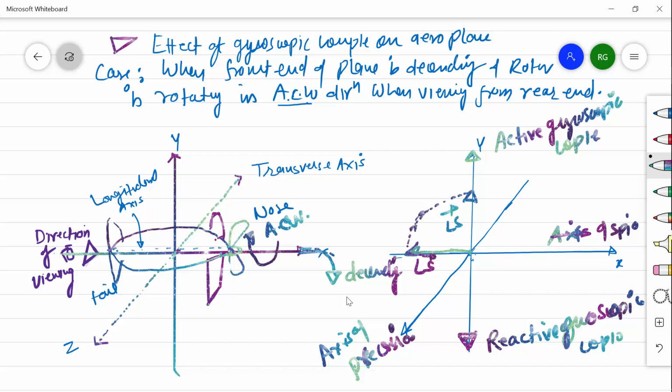So now we need to find out the effect of the reactive gyroscopic couple. We know that if this is the direction of the reactive gyroscopic couple, we can say this would be the direction or situation, F and F. So if this is the situation, we know that on the plane, if this is the reactive gyroscopic couple, the plane will experience a force in this direction.